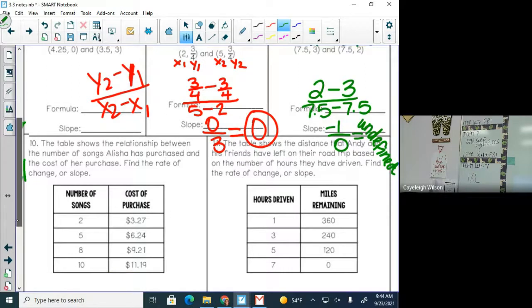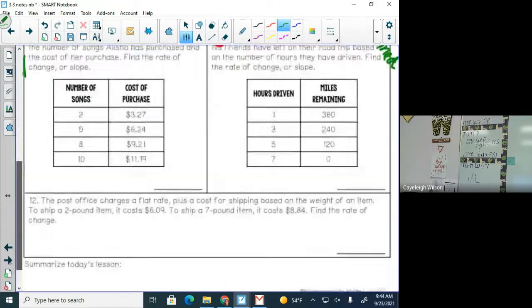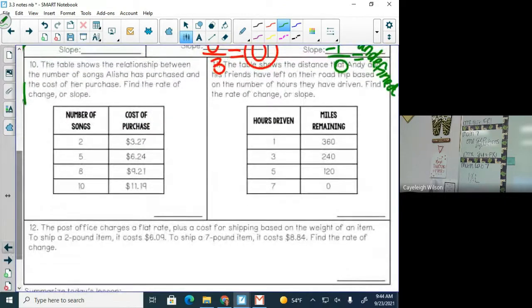All right, let's look at this last one here. It says the table shows the relationship between the number of songs Alicia has purchased and the cost of her purchase. Find the rate of change or slope. So all of these are ordered pairs again: 2, 3.27; 5, 6.24; 8, 9.21; etc. They want you to find the slope of that table.